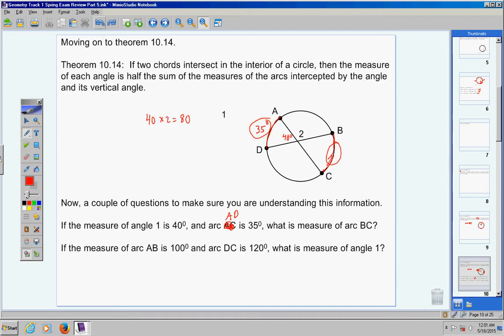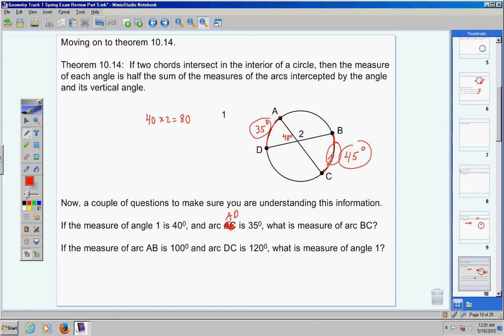So you know the measure of this arc right over here would be 45 degrees, because you could actually check your work: add 45 plus 35, you get 80, divided by 2 and you get 40, okay?